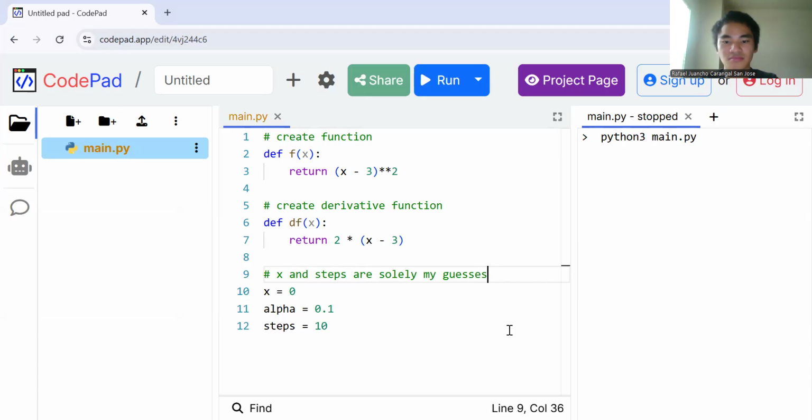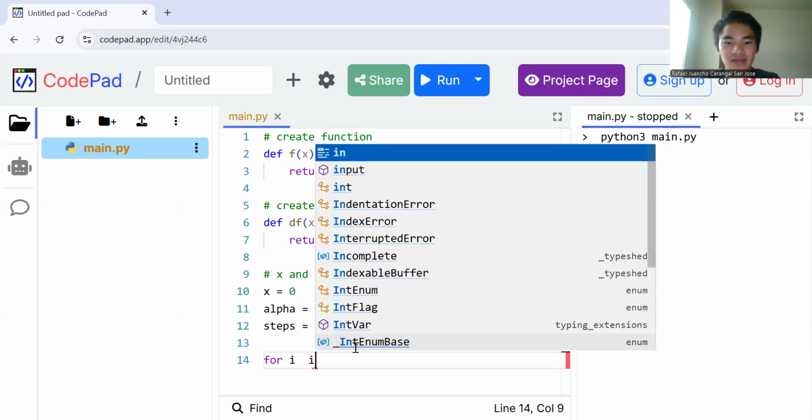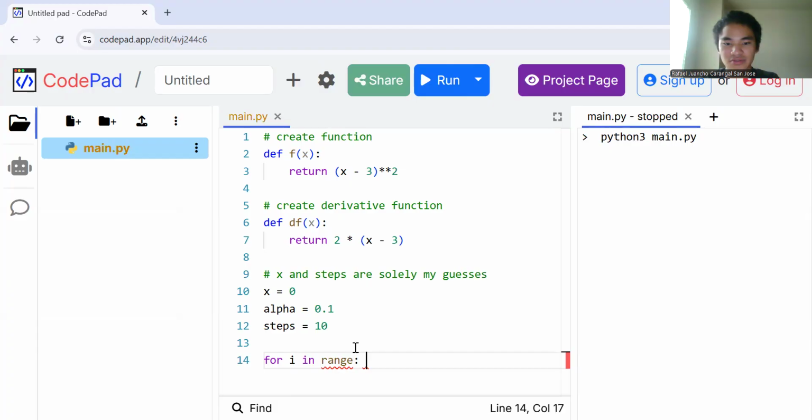Okay. So I have these initial conditions, right? And so the next thing we want to do is we now want to do that iterative process. So for i in range, in that range, I'm going to include steps. And then in here, I'm going to say, okay, we want to find the gradient. This is df.